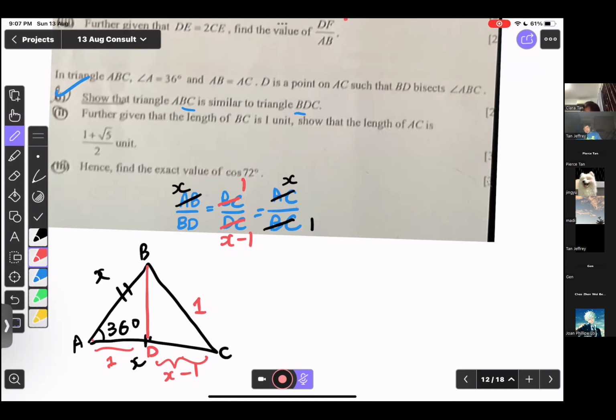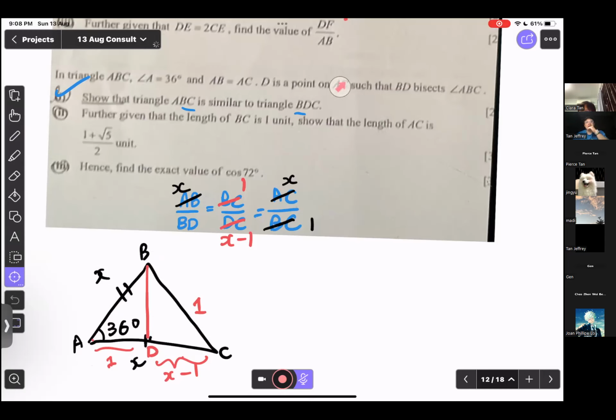Am I correct? Wait, why is it X minus 1? Because this part is 1. Because ABC is an isosceles triangle, and since it's similar, BDC will also be an isosceles triangle. So if these two are the same, these two are also the same. Then if I cross multiply, okay, I think I know already.